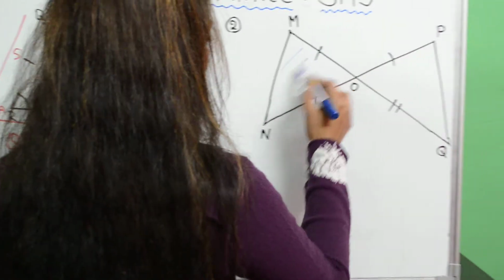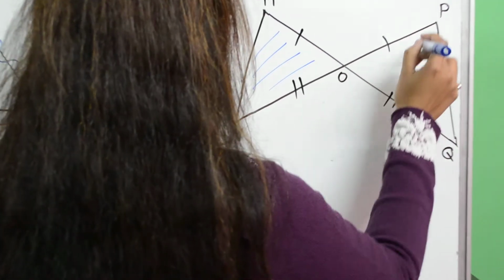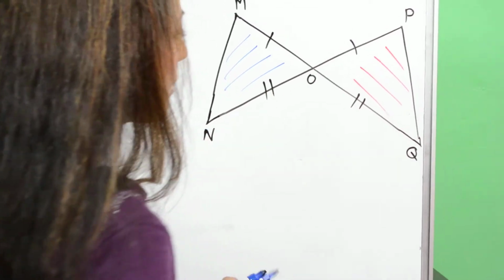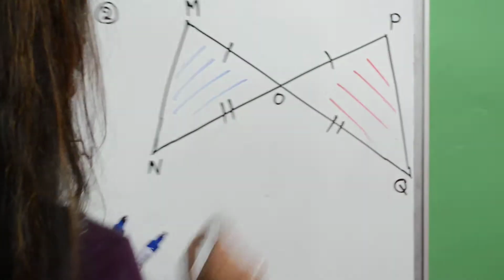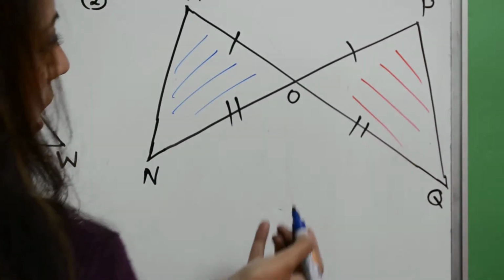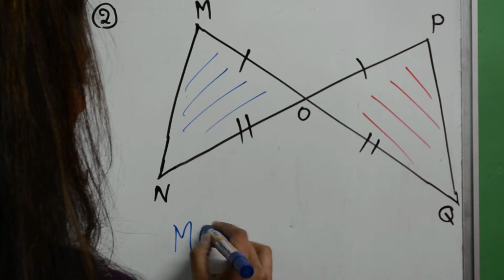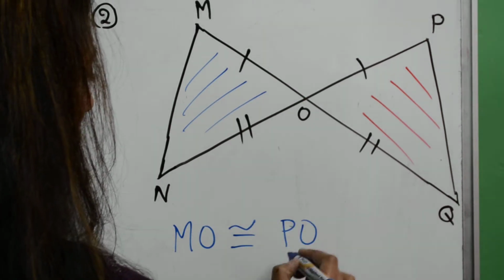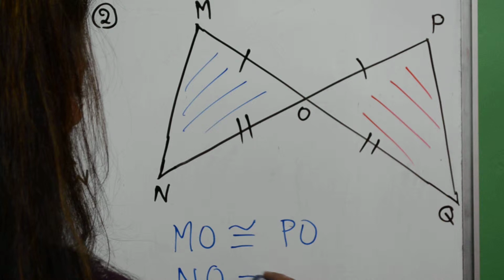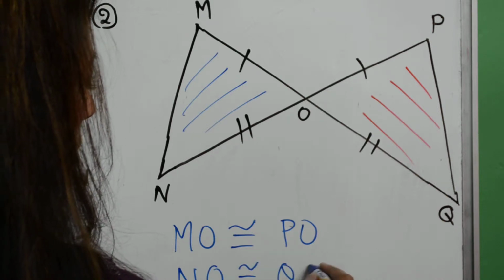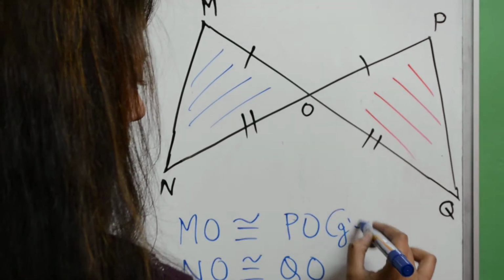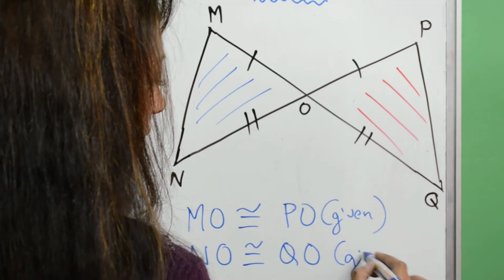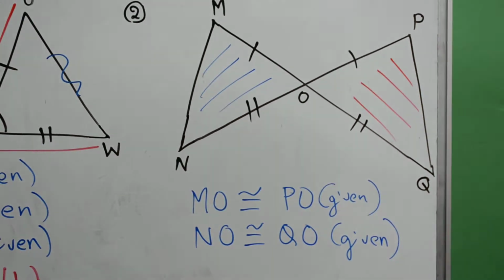Alright? Moving to this side, I have triangle 1 and triangle 2. You can see what is given to you is these two sides and these two sides. So let's start with the sides that are given to me. I have MO equal and congruent to PO, and then I have NO equal and congruent to QO. Now I just have two things given to me. I need a third thing to prove that they both are congruent.